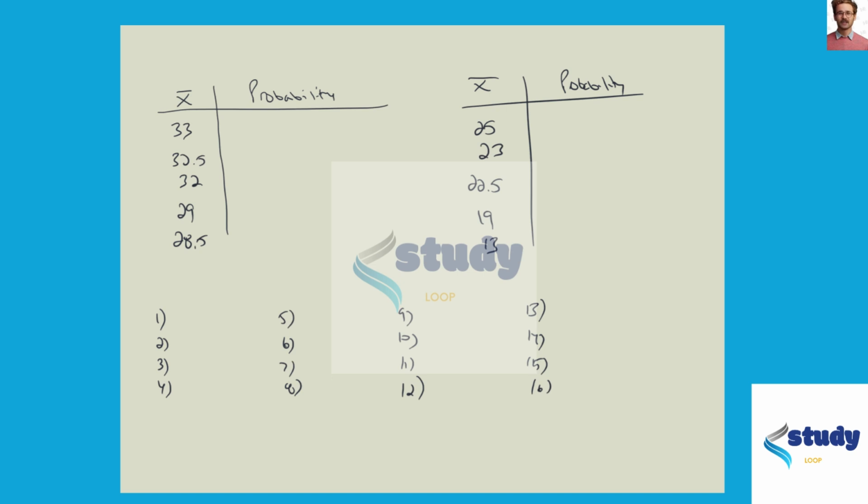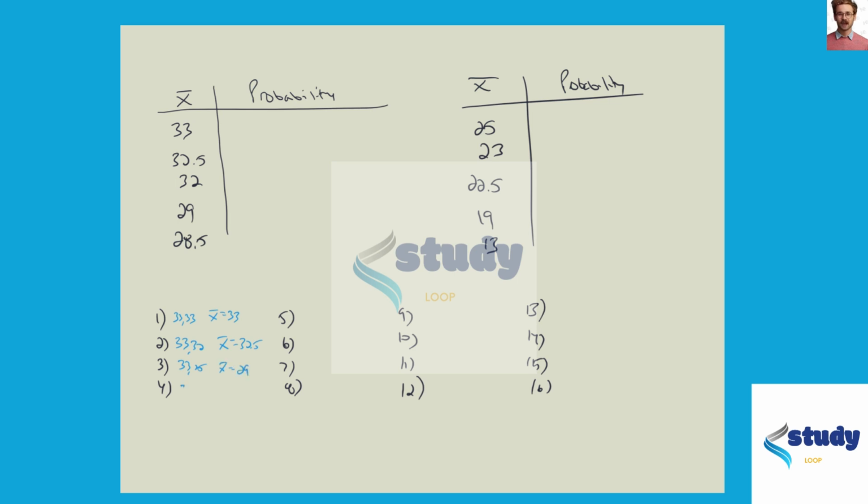Alright, to construct the table representing the sampling distribution of the sample mean, we need to calculate the mean of each sample of size 2 that's randomly selected with replacement. This would mean you could get a 33 and a 33, which has a mean of 33. You could draw a 33 and a 32, which would have a mean of 32 and a half. You could draw a 33 and a 25, which would have a mean of 29.